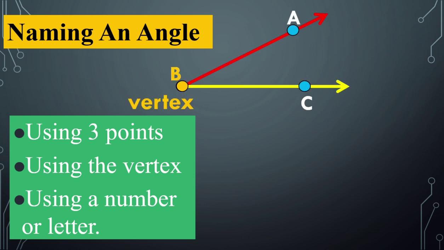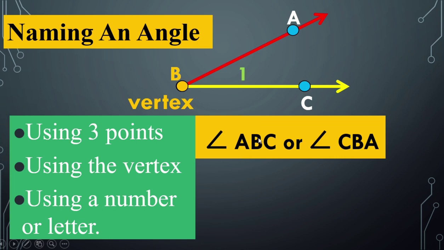Okay, let's have the figure. So, I have here an angle with points A, B, C. What is the vertex? B. What is the number inside the angle? That is 1. Okay. Now, let us name the angle using 3 points. What are the points on the angle? A, B, C. So, we can name the angle as angle ABC or angle CBA.